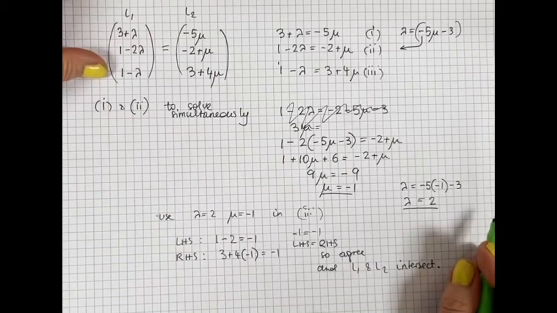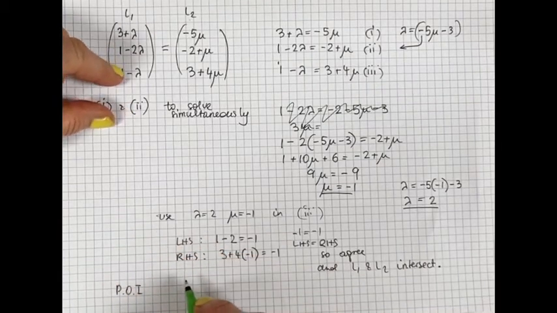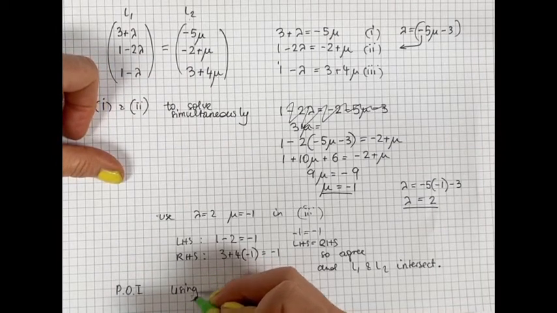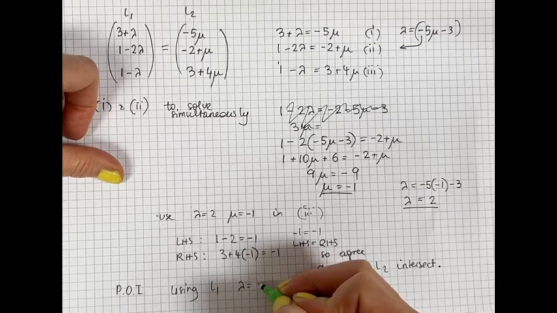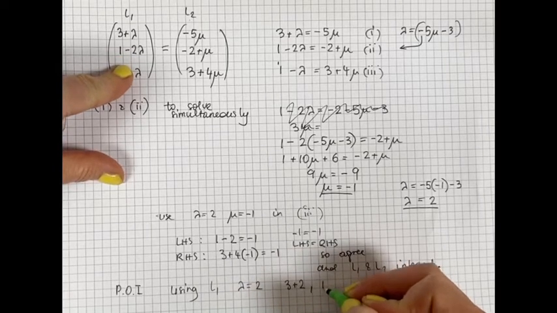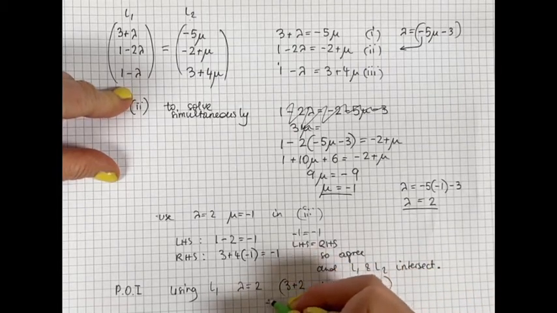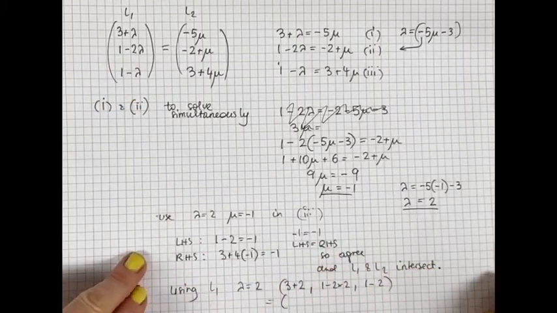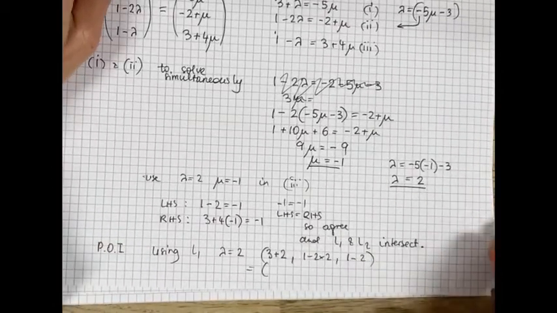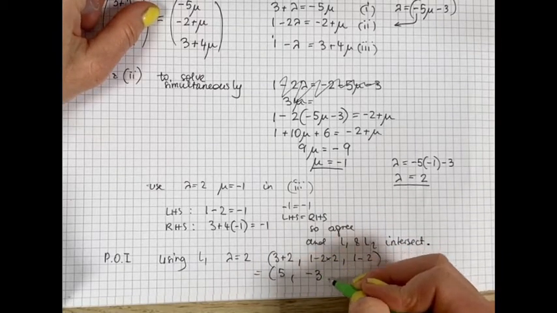So for the point of intersection, therefore, use either the L1 equation or L2. I'm going to do L1. So lambda is equal to 2, so it's going to be 3 plus 2, then 1 minus 2 times 2, and then 1 minus 2 as the coordinates. So write it horizontally. It's (5, -3, -1).